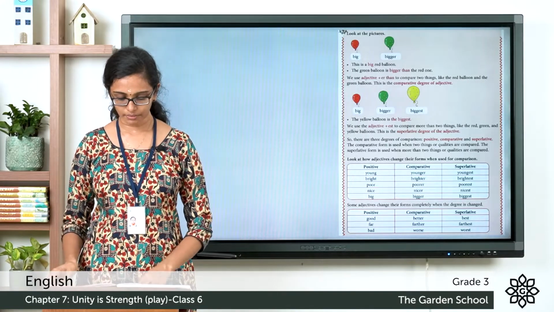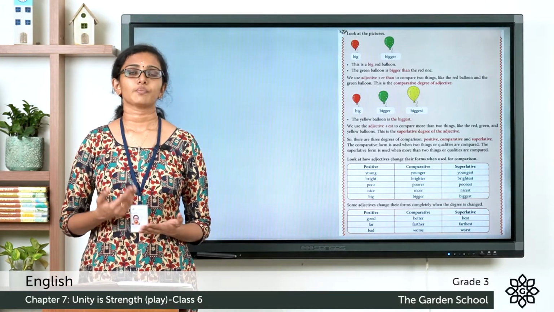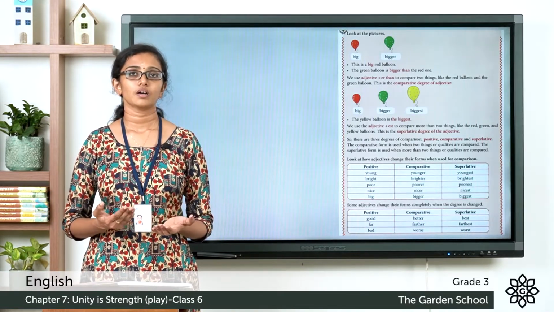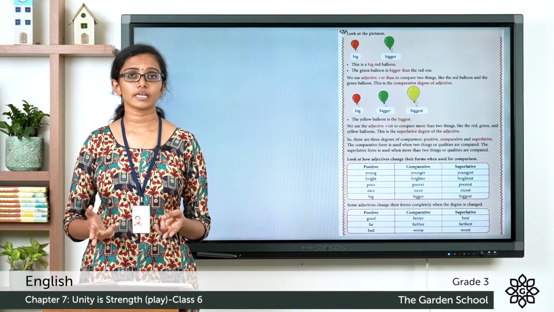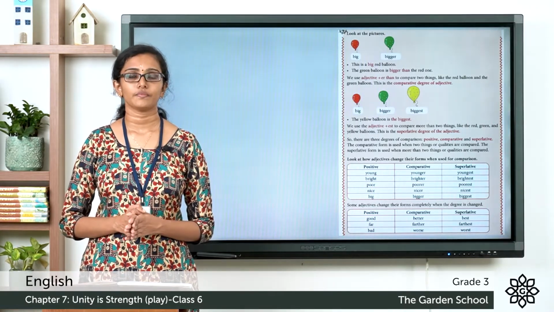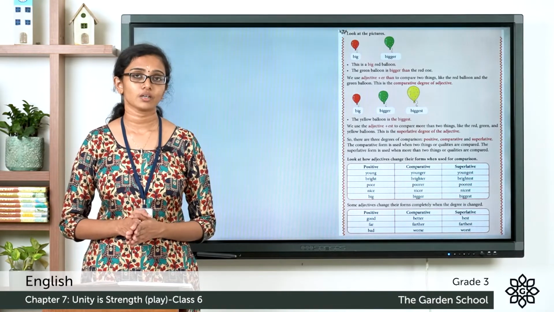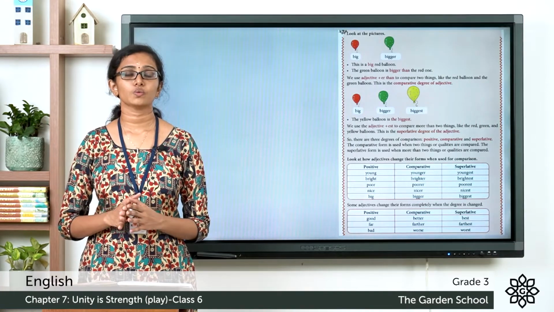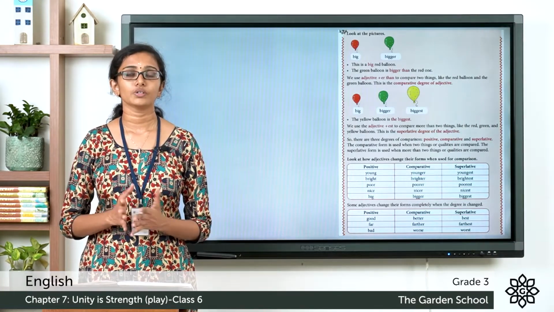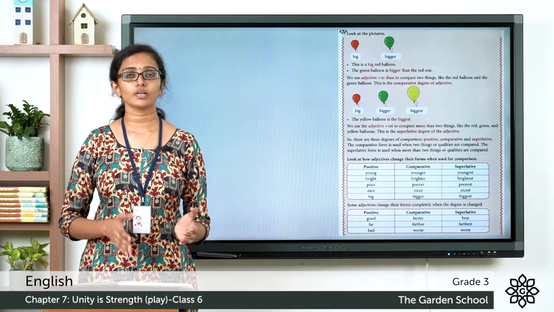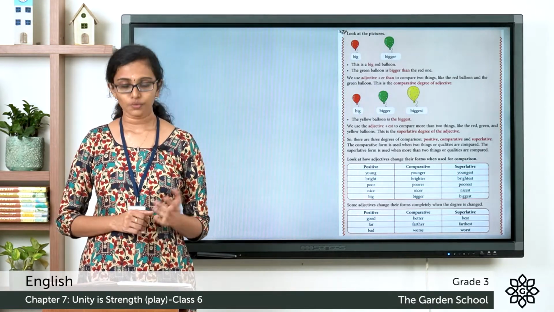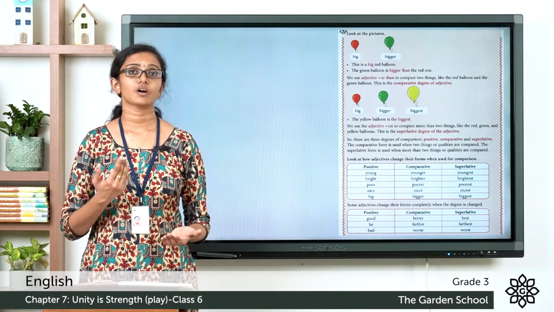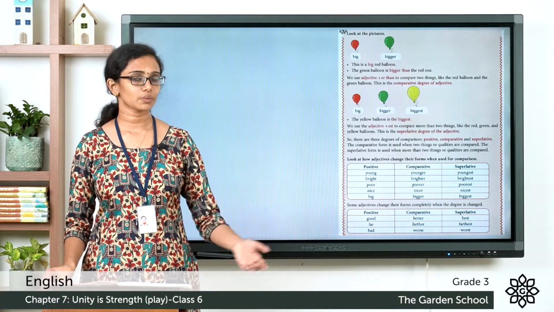So here you have some examples. The word good. The positive degree of comparison for the word good is good. But when you use the word good to compare two things, it changes to better. So the comparative degree of the word good is better. And the superlative degree, that is when you compare the goodness of three things, you'll use best. So it is good, better, best. Now far, farther, farthest. Bad, worse, worst. So I hope you are clear with these examples.